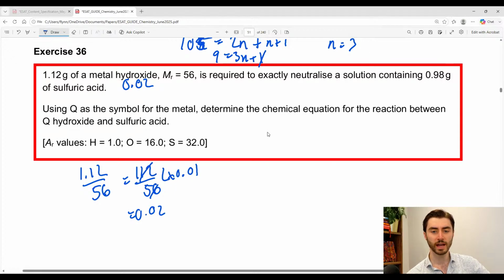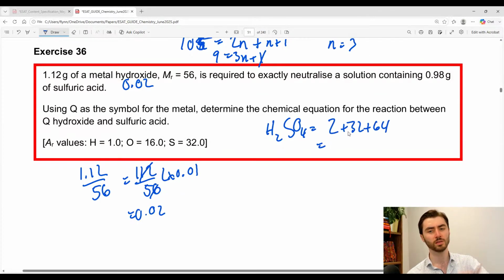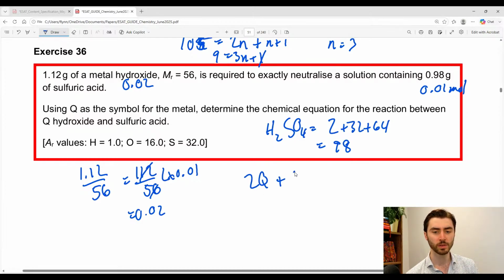Well, let's work out sulfuric acid, H2SO4. So it's 2 and 32 and 64, that's 34, it's 98. So therefore that's 0.01 mole. So therefore it's a 2-to-1 ratio. Using Q as the symbol for the metal, it means there are 2 Qs reacting with the H2SO4 to give me, I think it's going to be Q2SO4 plus hydrogen there.